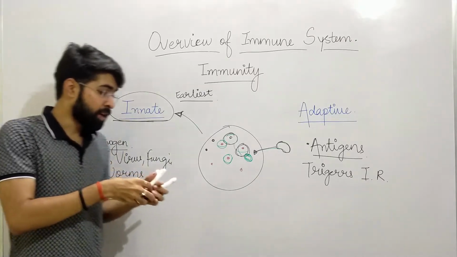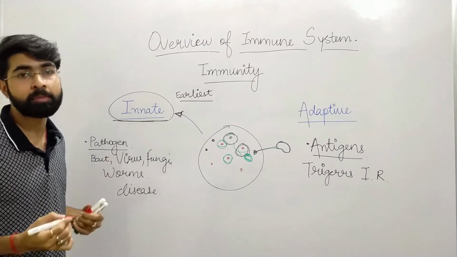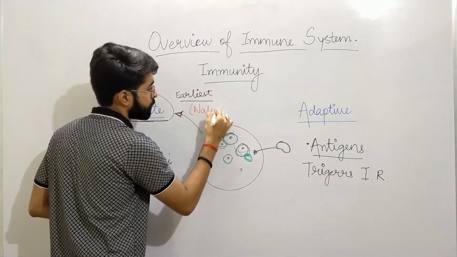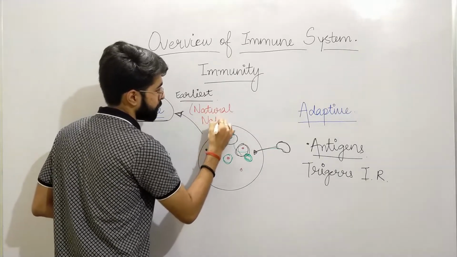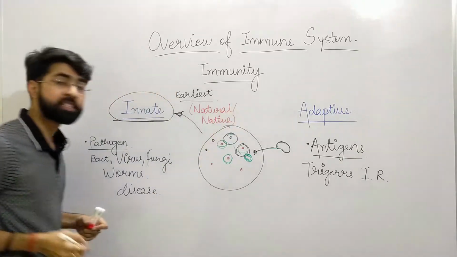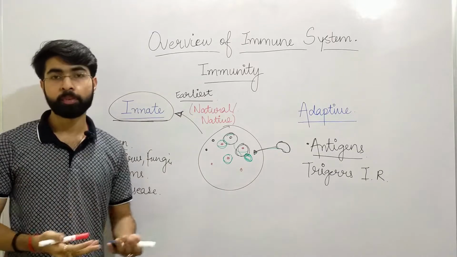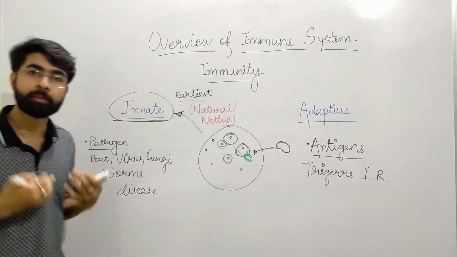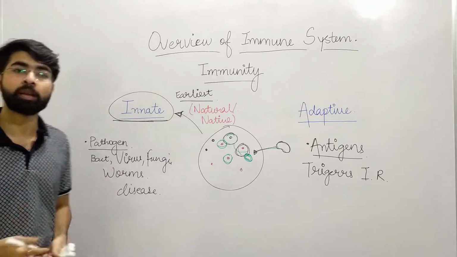Okay, one thing more, this innate immune system is also often called the natural or native immune system. Why so? It is called a natural or native immune system because it is present in our body by the time we take birth. From the time we are born, we have this immunity in our body.